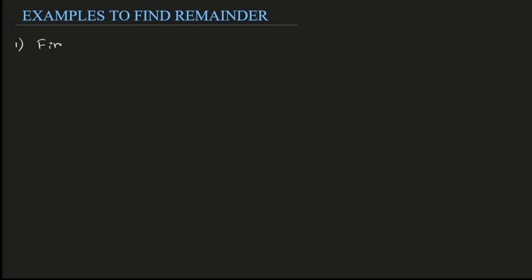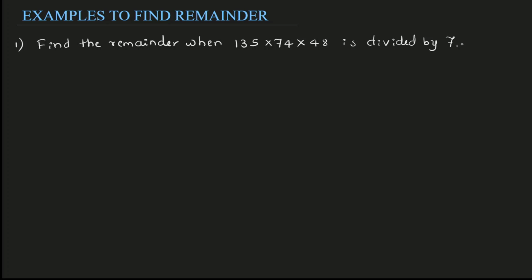Find the remainder when 135 into 74 into 48 is divided by 7. Understood? What I said? Instead of a single number, 135 divided by 7, find the remainder when 135 is divided by 7.